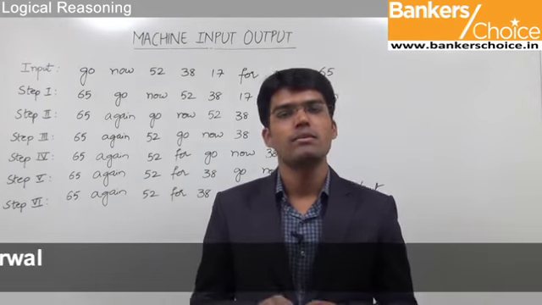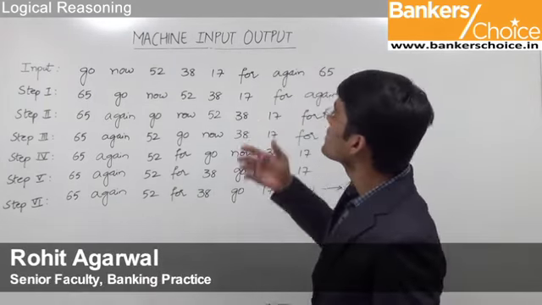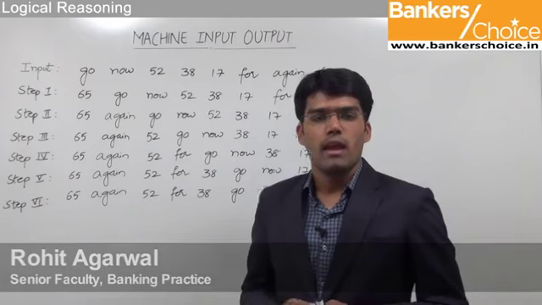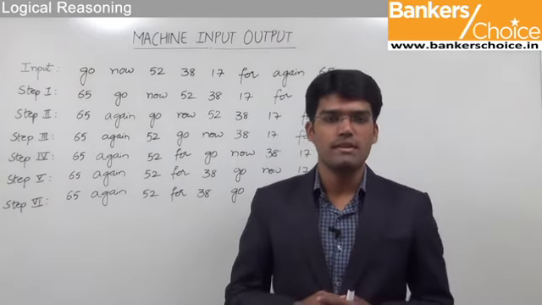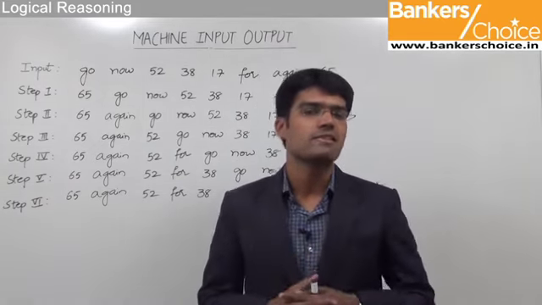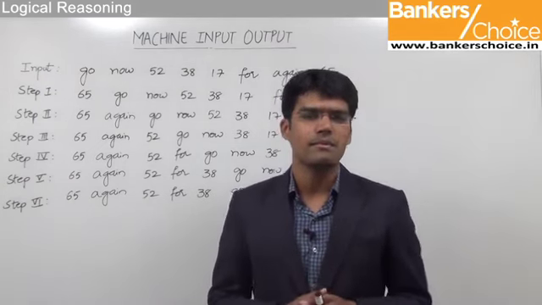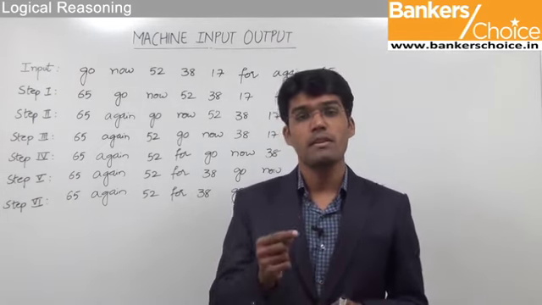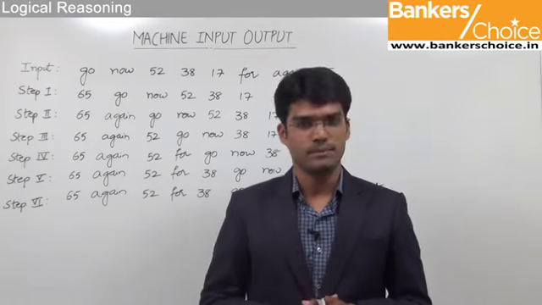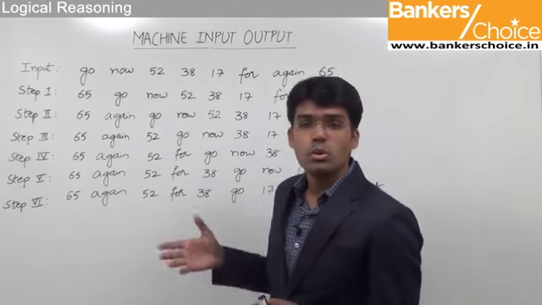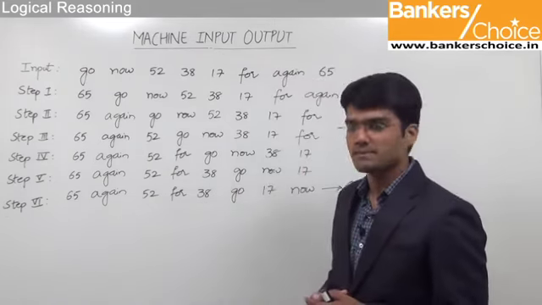In this session, we are going to learn about machine input output, where a word and number rearrangement machine, when given an input line of words and numbers, rearranges them in a step-by-step procedure, following a particular rule in each step. Let us take an example to understand what exactly happens here.